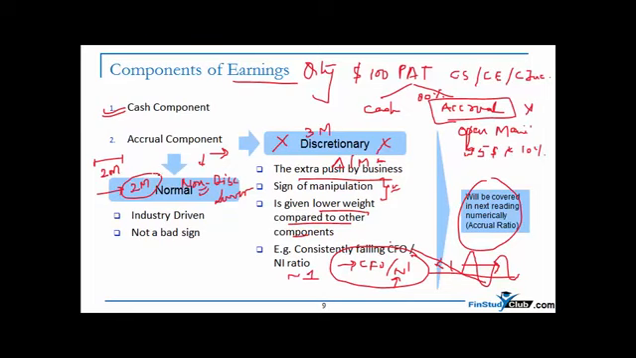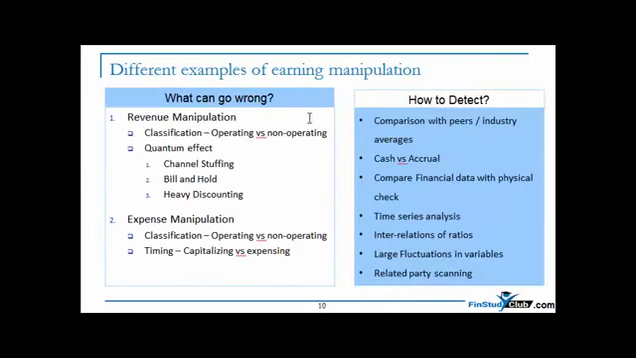Yeah, so moving to the next slide, which is basically on the different examples of earning manipulation. Not a very difficult slide to understand at this stage of your preparation. It is basically trying to say that your PAT could be manipulated in two ways. One is the revenue side, the other one is the expense side. And honestly speaking, we have talked about most of the things, which is like the classification issue, which is the difference, let's say, between operating versus non-operating, and on the other hand, which is the timing issue, which is, obviously, capitalizing versus accrual. And we also talked about cash versus accrual here.